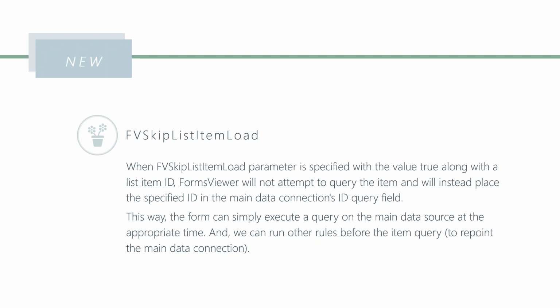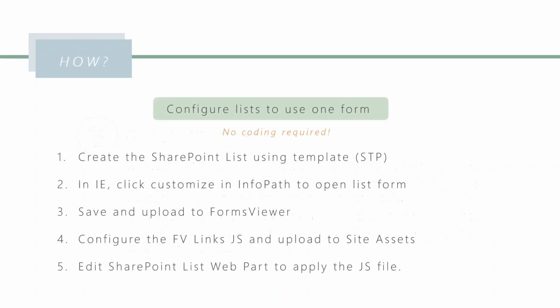So I hope that part is clear. Quick recap of what we did to configure the list to use one form. We created the SharePoint list using the template STP file that we provided you, which already has the customized list form and all the form logic there. So just grab the list form, and if you're using your own list form, then copy the form logic from there.